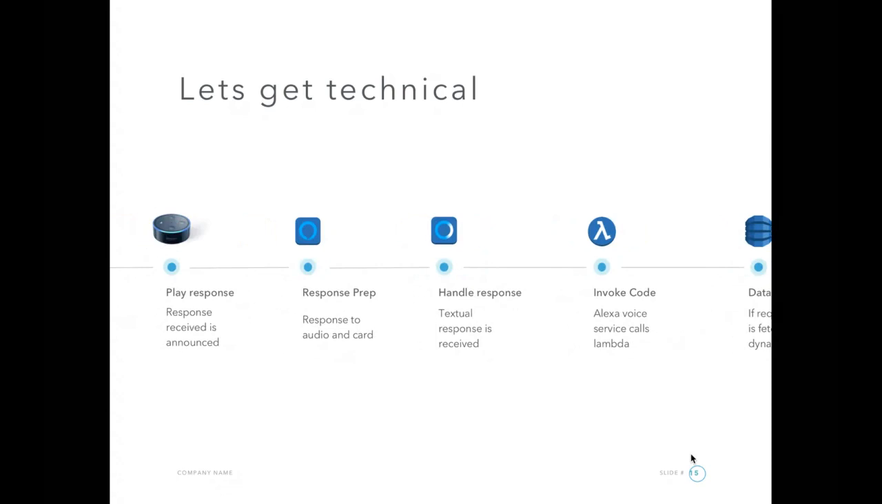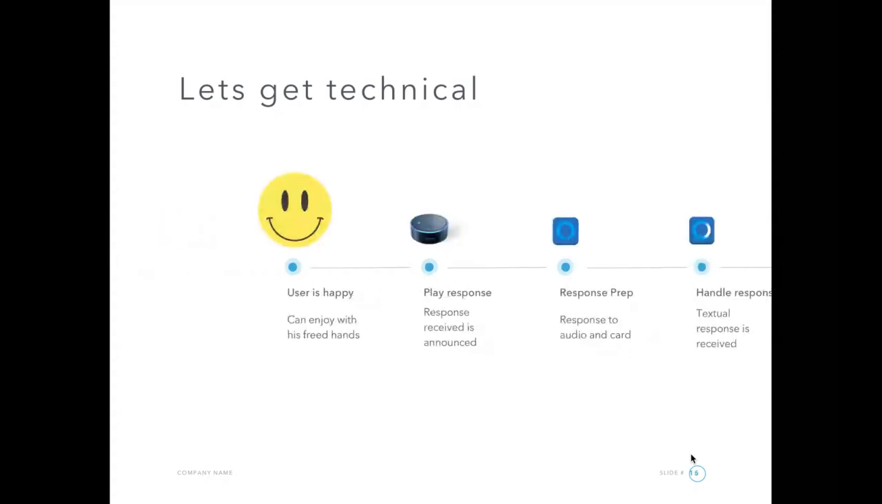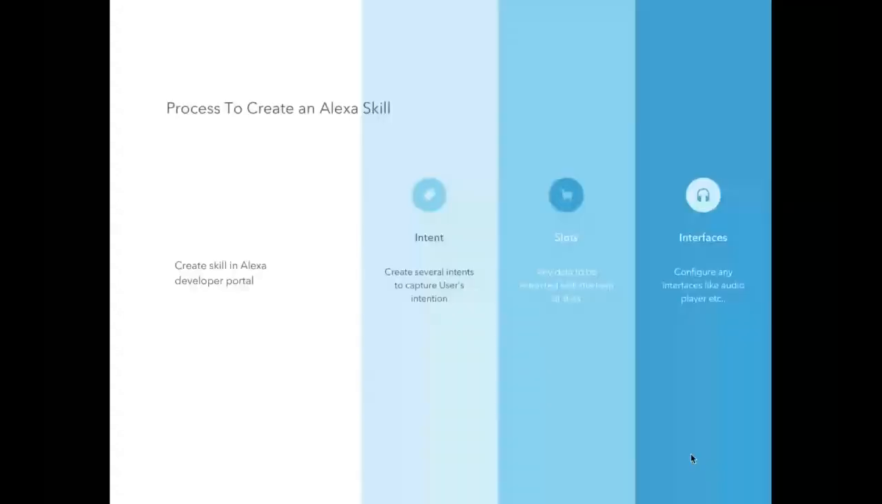So if the enabled device doesn't have any display, it will simply read out whatever information has been prepared. And if it is something like Echo Show, it will also display a card. Eventually, the user gets to listen to that response, and hopefully he's happy, assuming that we have developed our skill right. So in this demo, we will try to touch upon all these areas so that you get a full understanding of how everything ties together.